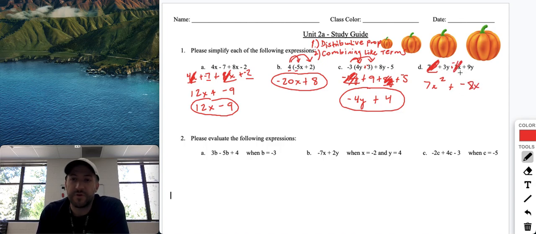Done with that one. 3y plus 9y, those are like terms because they both have a y in them. I'm going to add the coefficients to combine them. 3y plus 9y, that gives me 12y.